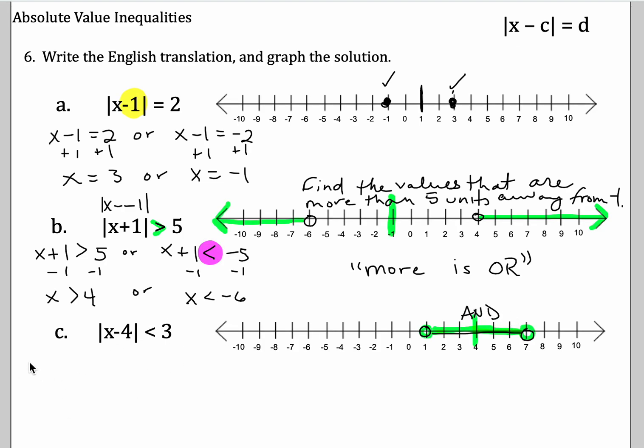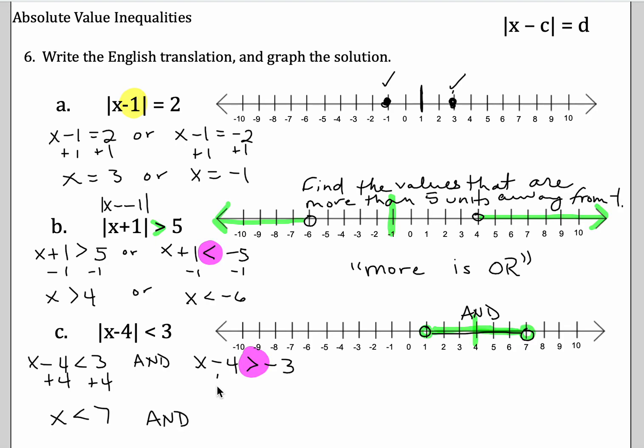And again, I'm going to solve it the same way. I'm going to split it into two cases. x minus 4 is less than 3, and x minus 4, I'm going to flip the sign for the negative case. So x minus 4 is greater than negative 3. And I'm going to solve both of those. So x is less than 7 and x is greater than 1. So in other words, we're coming greater than 1 and less than 7.